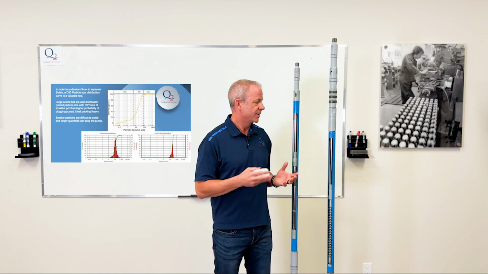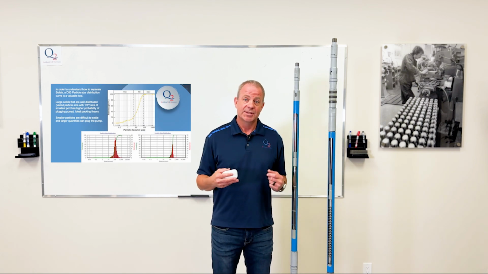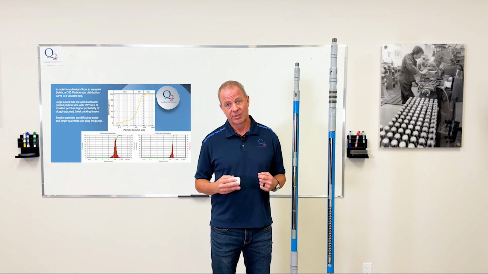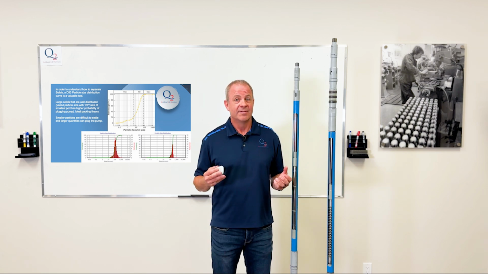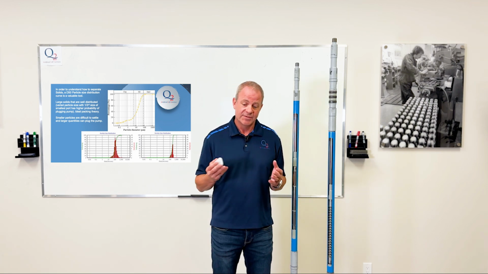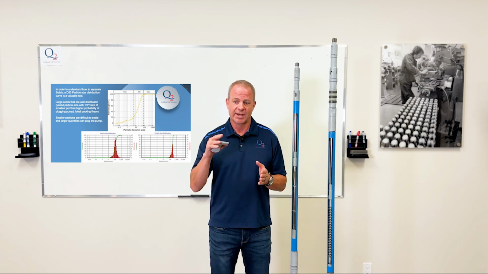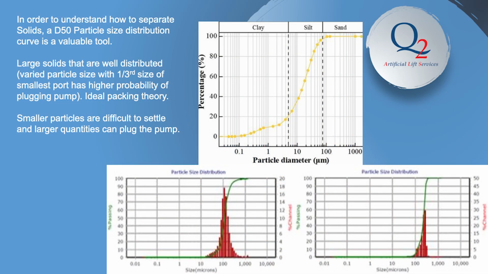But if we do get a pump that has solids in it, we take a sample and we do a D50 particle size distribution curve. So what this gives us is the size, the average D50, the diameter of the 50% line of the distribution of solids.